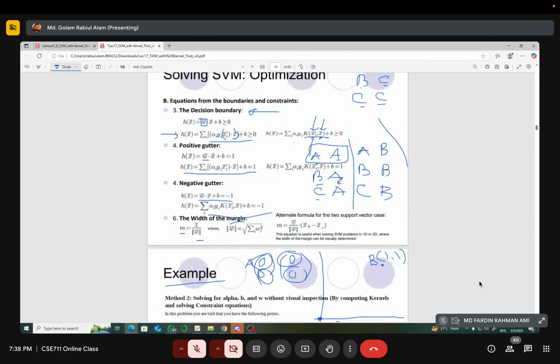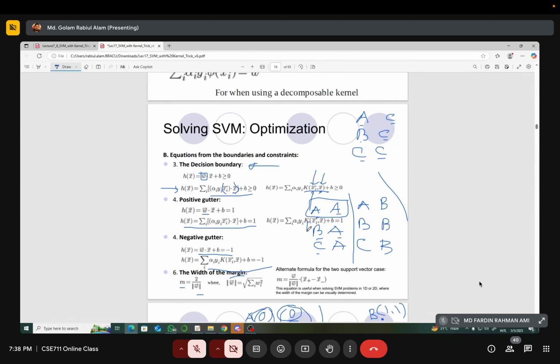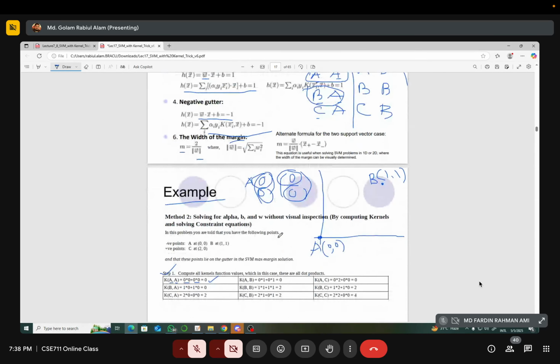Similarly, if we want to find out this one, like BA, so B is what? B is 1 and 1. And then A is 0 and 0. If we find out the dot product, 1 times 0 plus 1 times 0, 1 times 0 is 0, and 1 times 0 is also 0. So we will get 0. That is BA.